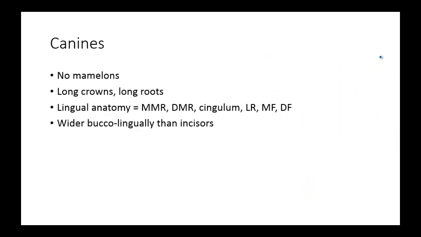So canines. The difference between canines and incisors: first of all, they don't have mamelons. You'll see that the developmental lobes are slightly different. They're going to have long crowns and long roots.